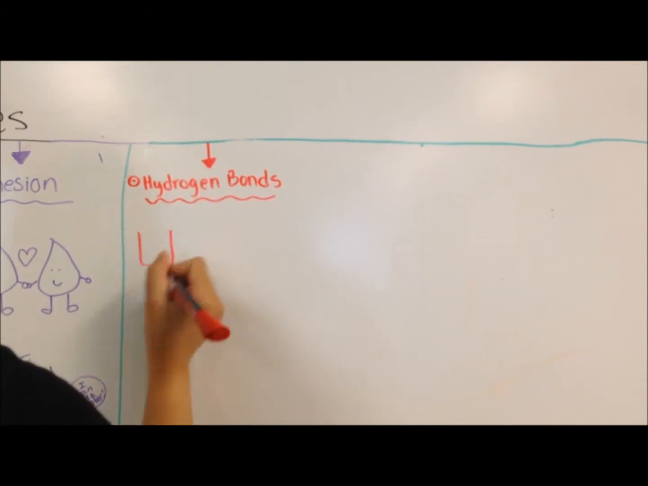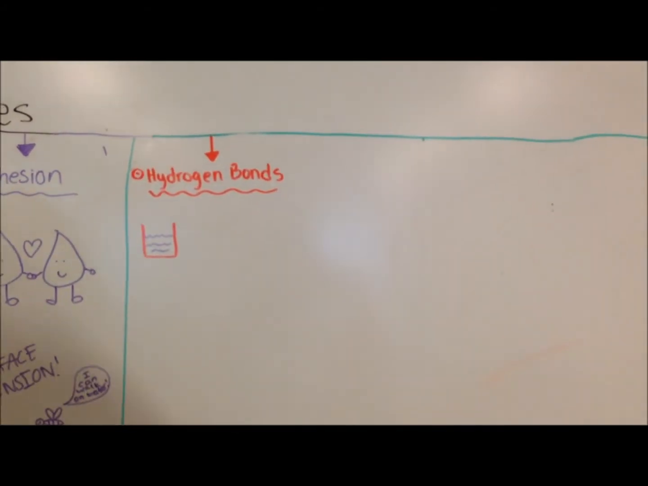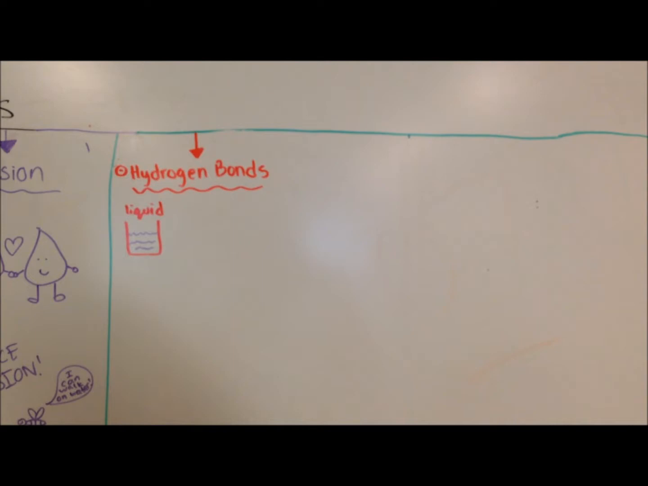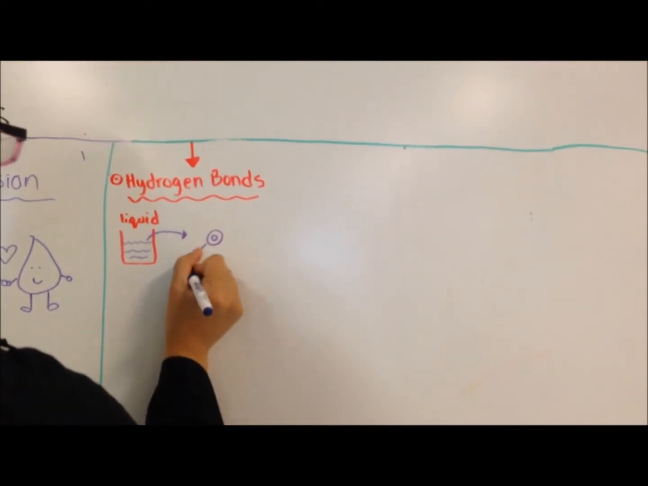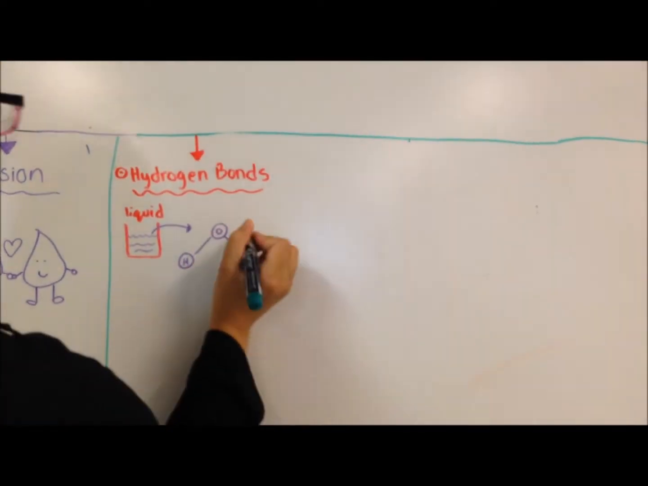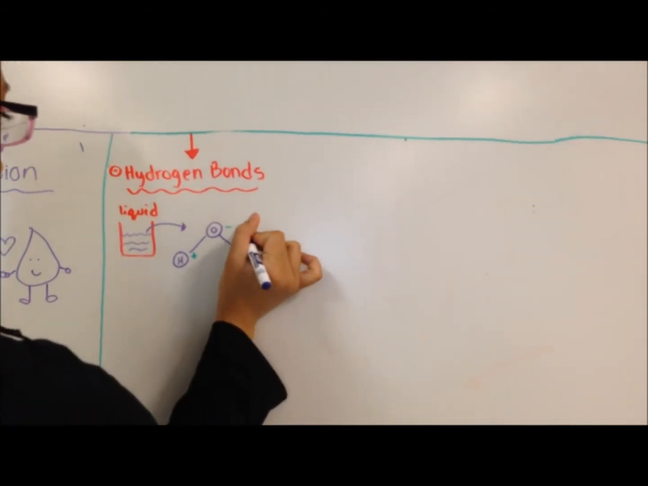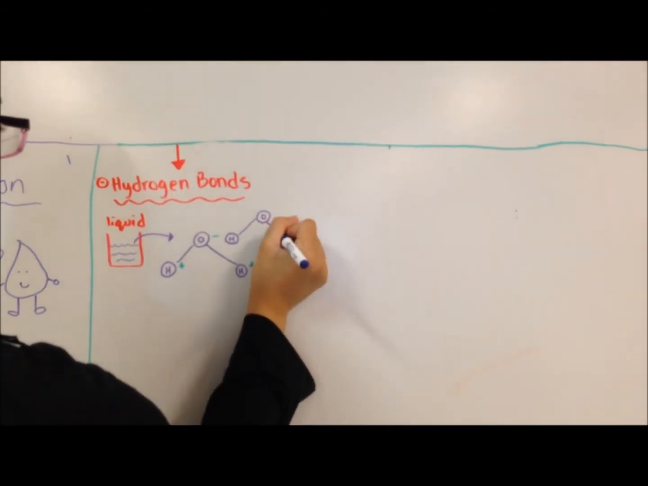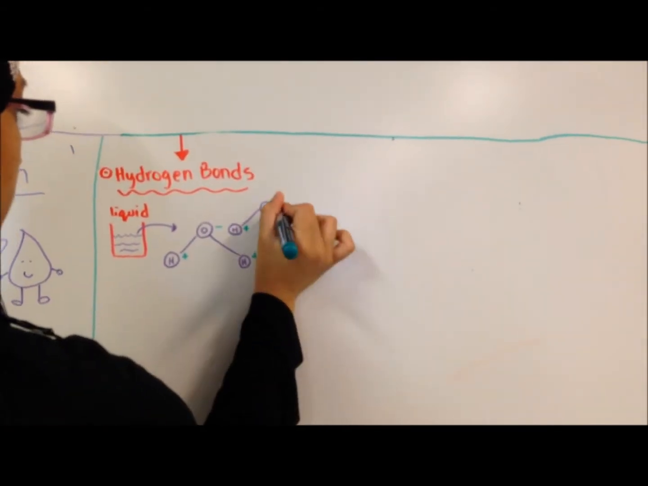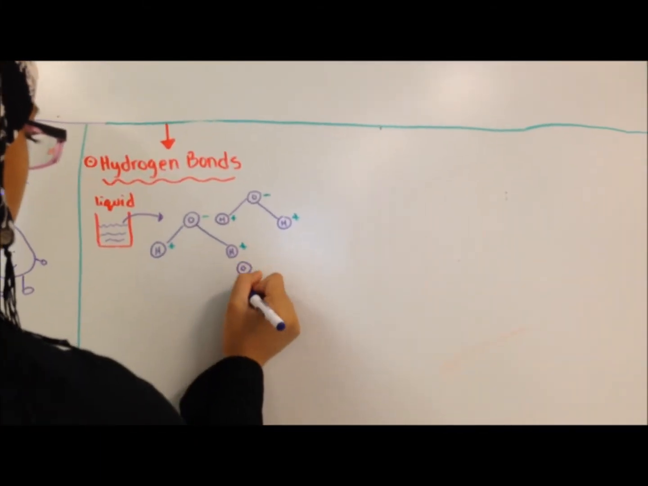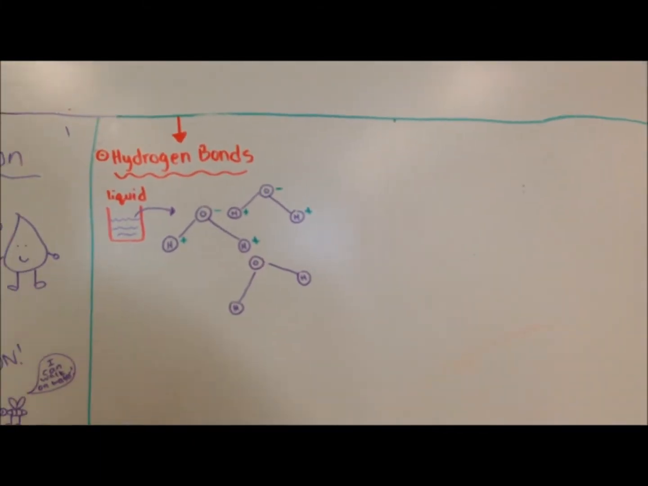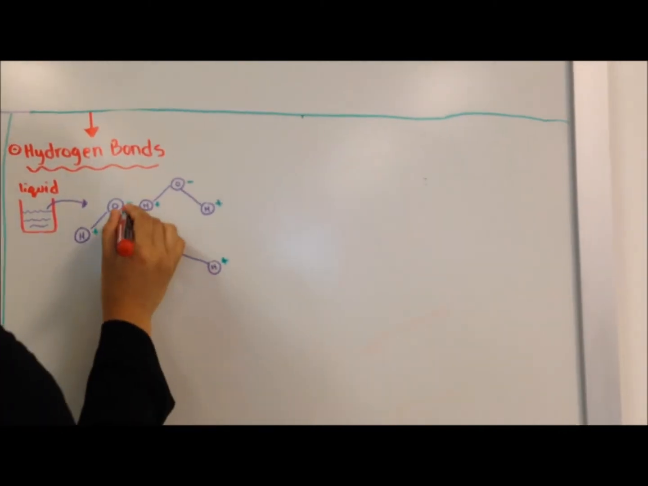Hydrogen bonds. Hydrogen bonding exists between molecules of water in both its liquid and solid states. In liquid, the negatively charged oxygen atom of one water molecule is attracted to the positively charged hydrogen atoms of another water molecule. This is known as hydrogen bonds.